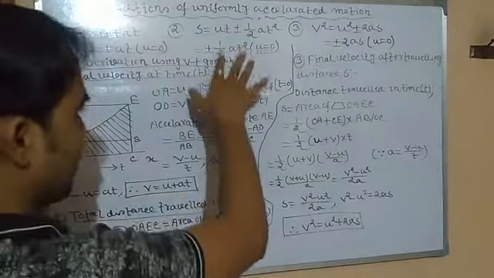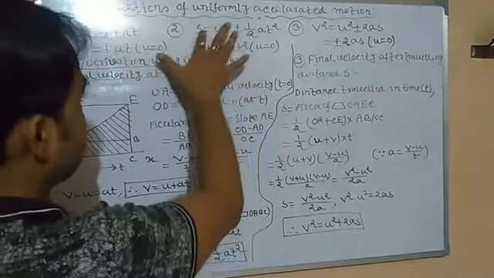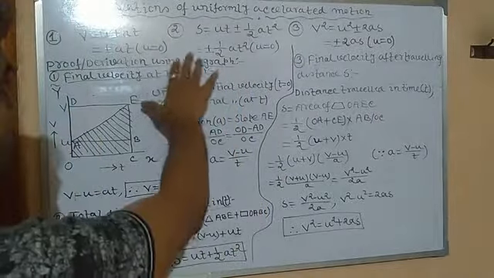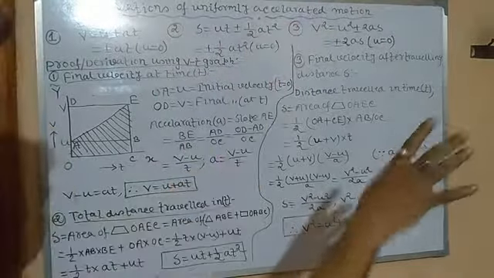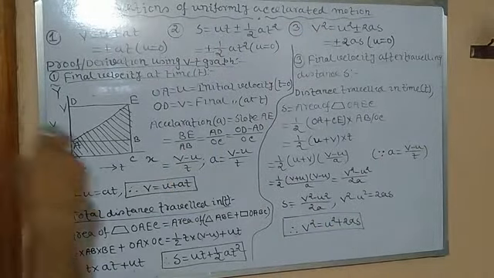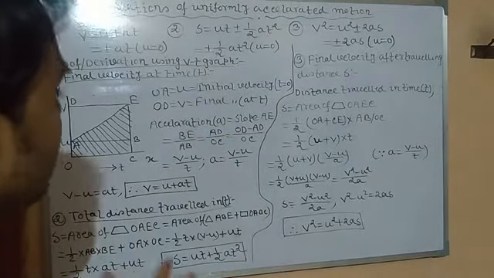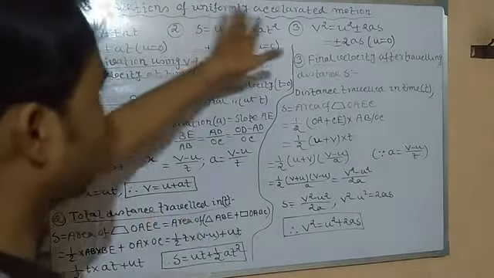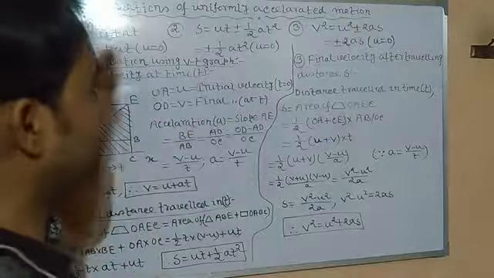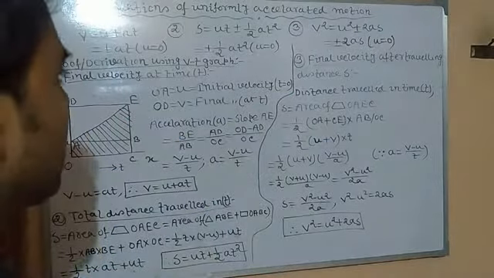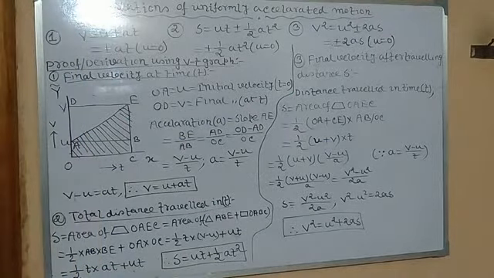Moving on to the second equation. Here s represents the distance: s equals ut plus or minus half at squared. I have already explained the plus or minus. If a body has some initial velocity and moves with uniform acceleration, which is uniform in all cases, I don't need to mention it each and every time.